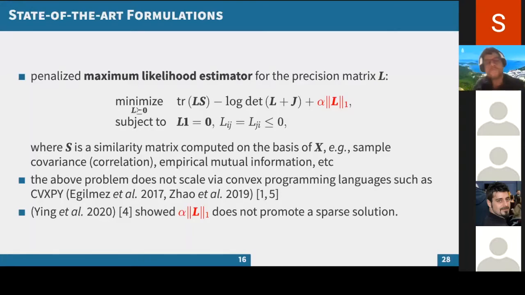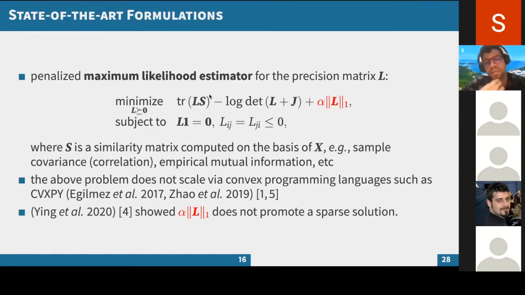I would say that this optimization problem that I'm showing here is probably one of the first models to estimate a Laplacian matrix. This problem was posed back in 2017, not too long ago, 4 years ago, in this particular form. If we look at it closely, these first two terms account for the likelihood of our Gaussian model.